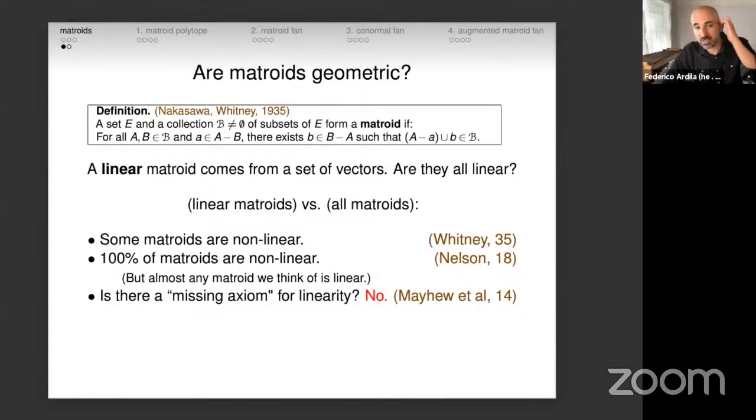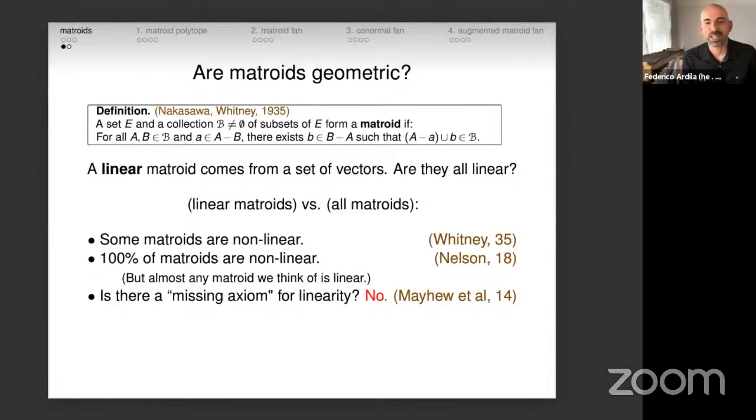With time, there's actually a very recent theorem of Nelson from 2018 that says that basically 100% of matroids are non-linear. So what this means is that if you fix the number of elements and you look at the proportion of matroids that are non-linear, then that proportion goes to 1 as the number of elements increases. But the interesting thing that happens here is that even though basically any matroid is non-linear, it's also true that almost any matroid that we think of is linear.